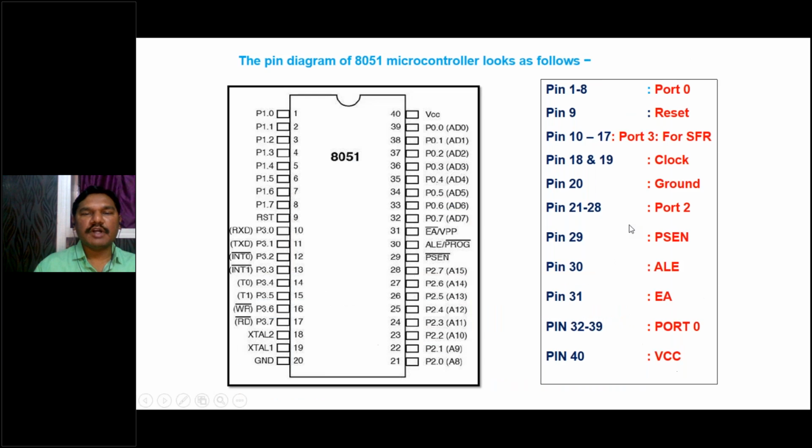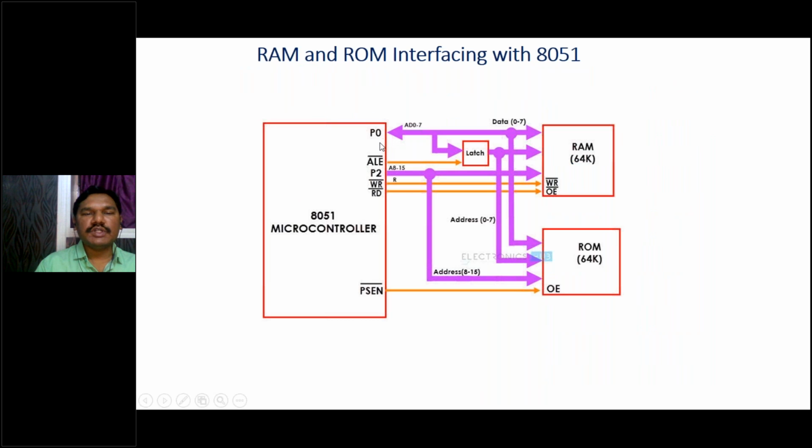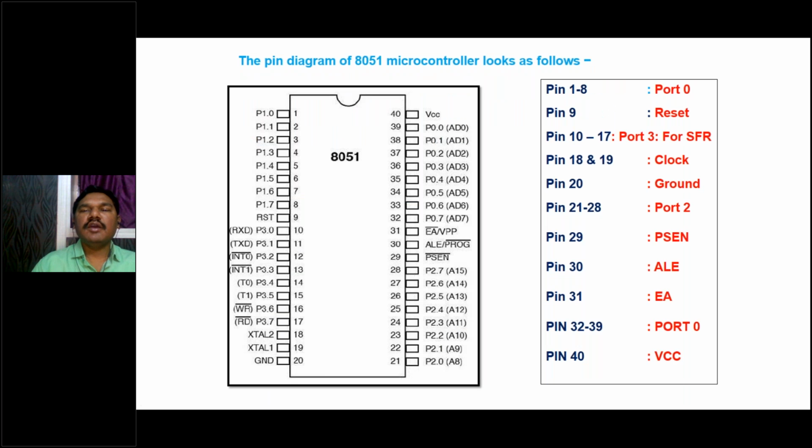If you see the next diagram also, port 0 and port 2 are connected to RAM and ROM. Why are we connecting them? Because if you see the pin diagram of 8051, port 0 has AD0 to AD7, and port 2 has A8 to A15. What does A indicate? Address lines. D indicates data lines.